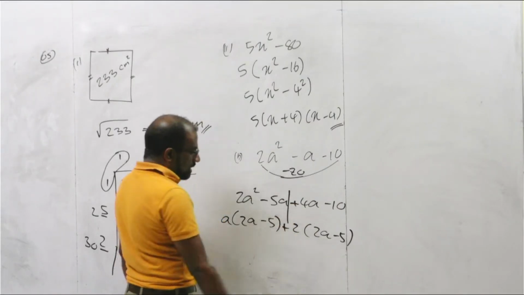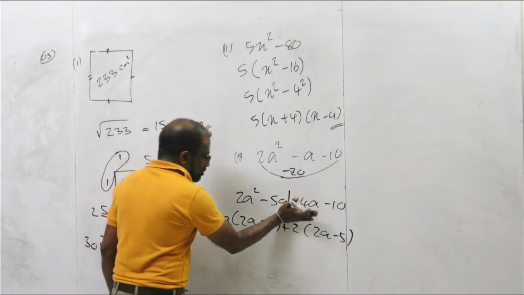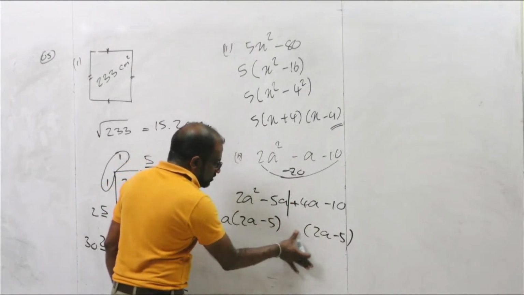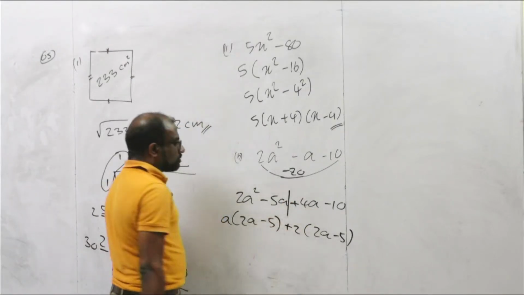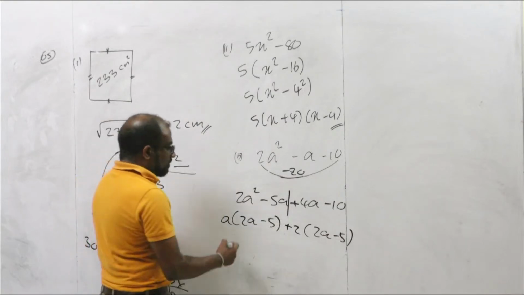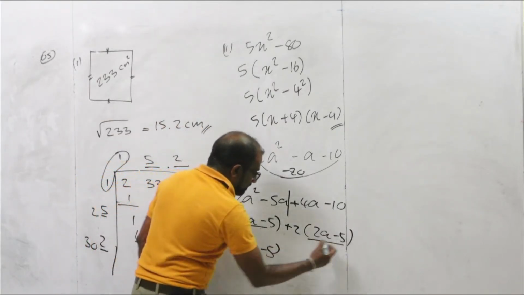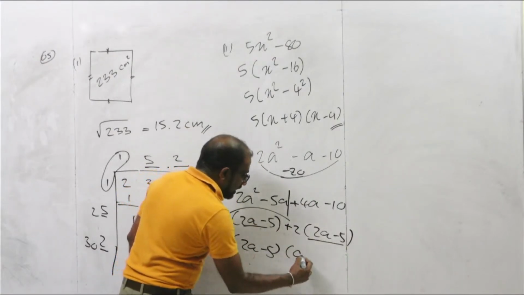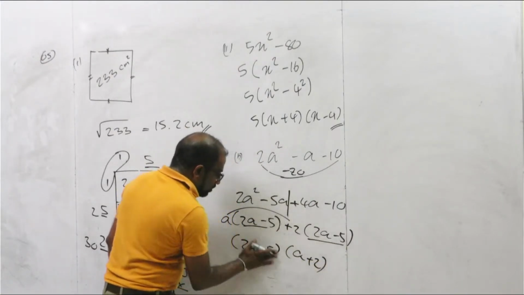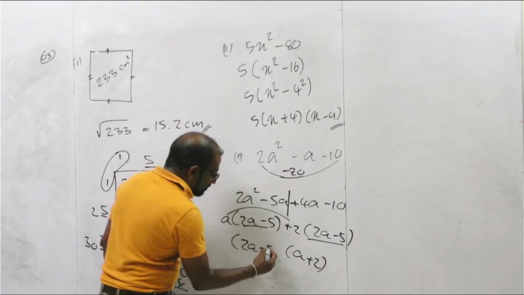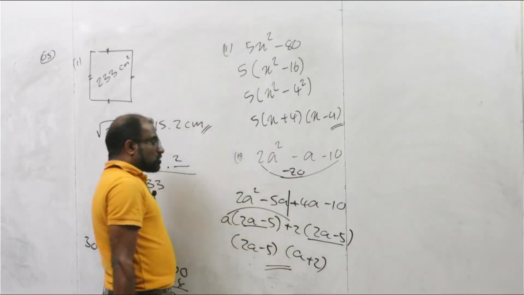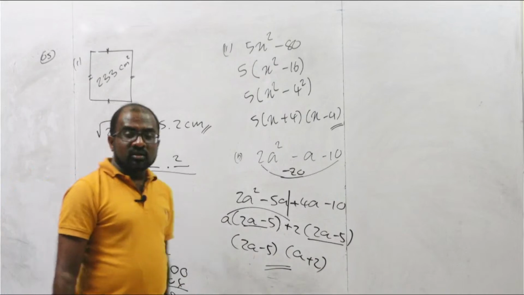Symbol should be plus. Plus 2 should be taken out. But the symbols haven't changed, son. Plus 2. Right? So what are the factors? 2a minus 5, one factor. The other one, a plus 2. 2a minus 5 into a plus 2. These are the two factors of this trinomial quadratic expression.